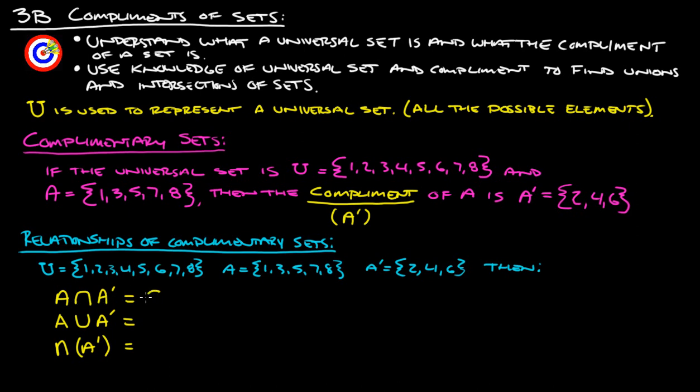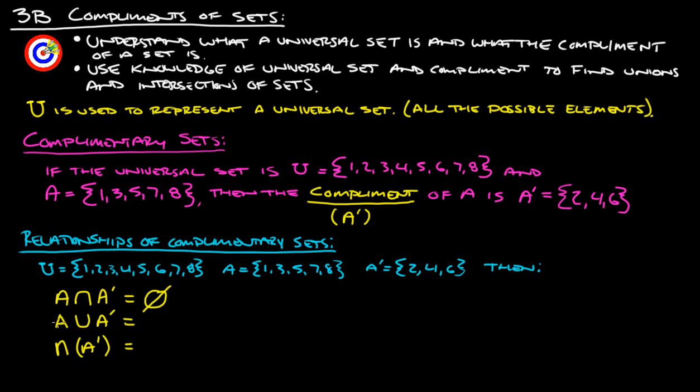So whenever you get this, you should always end up with the empty set, because the complement of A is basically covering everything that A didn't already get. So nothing in the complement of set A should be in set A, and also vice versa. Nothing in set A should be in the complement of set A. So that should always be the empty set.